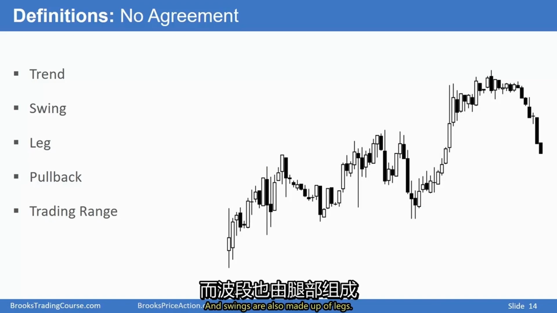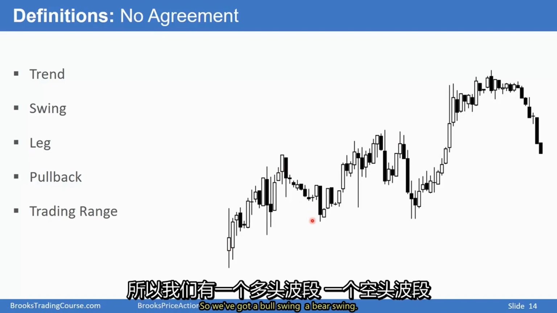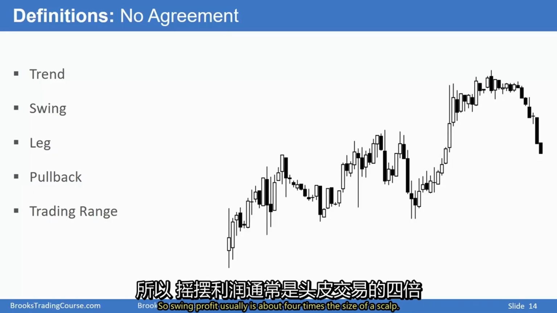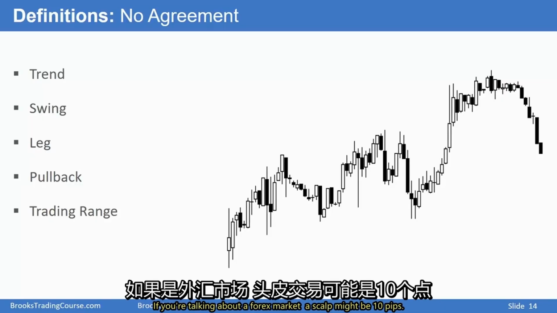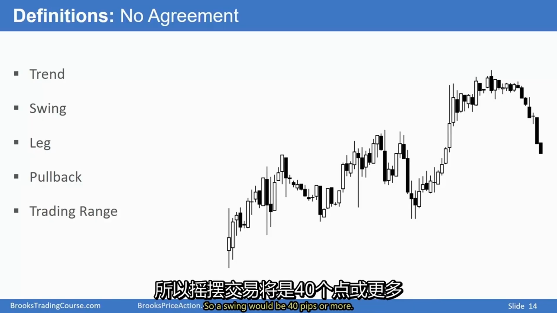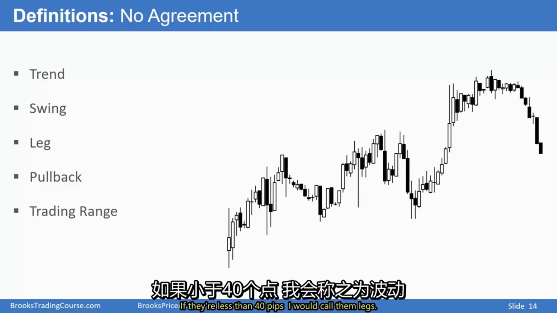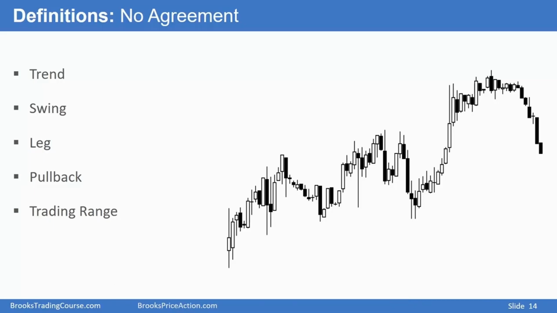And swings are also made up of legs. So we got a bull swing, a bear swing. A swing simply means a leg that's far enough to make a swing profit. So swing profit usually is about 4 times the size of a scalp. If you're talking about a Forex market, a scalp might be 10 pips. So a swing would be 40 pips or more. If the legs are 40 pips or more, I would call them swings. If they're less than 40 pips, I would call them legs.